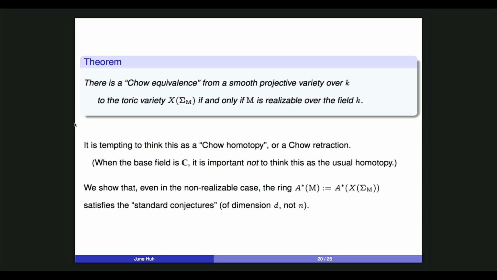But what can be shown is that even in the non-realizable case, if you just look at the algebraic cycles in this non-compact toric variety, it does satisfy Poincare duality, Hodge-Lefschetz, and Hodge-Riemann relations of some smaller dimension. And that smaller dimension is again given by a combinatorial invariant of the matroid. And the statement has nothing to do with the choice of a field.